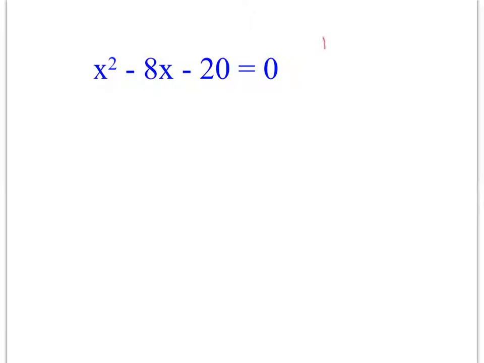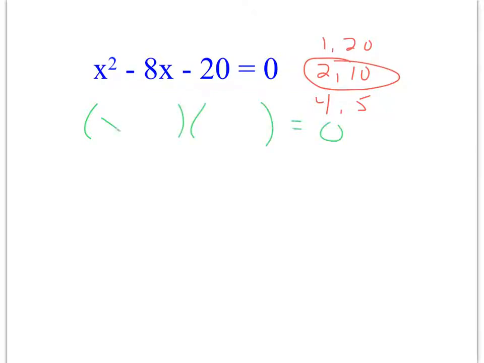I got 1 and 20. I got 2 and 10. I got 4 and 5. Which one of those pairs has a difference of 8? Well, I can see right away. It's 2 and 10. So I'm going to build my houses. And that's equal to 0.